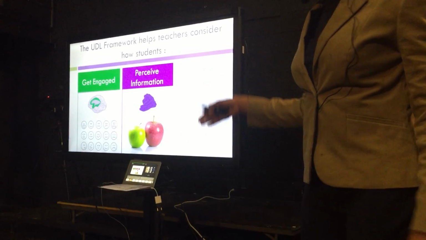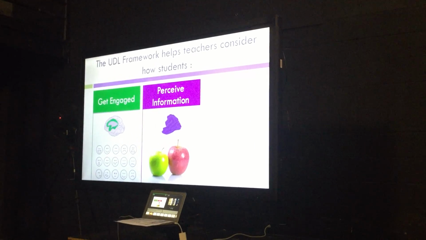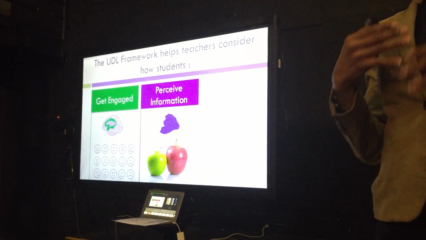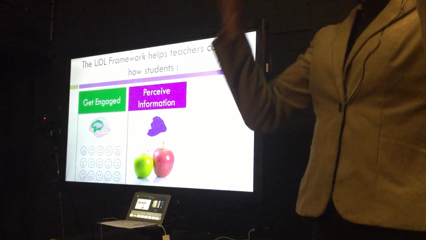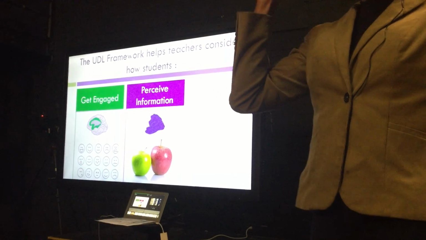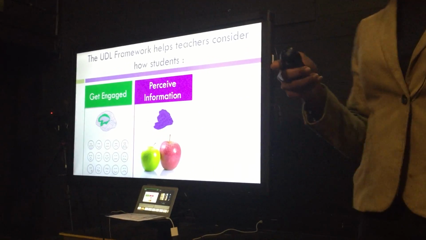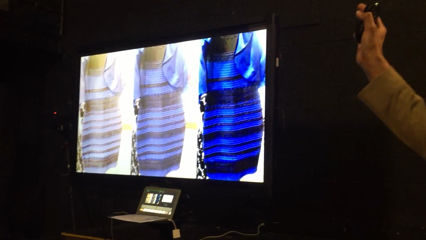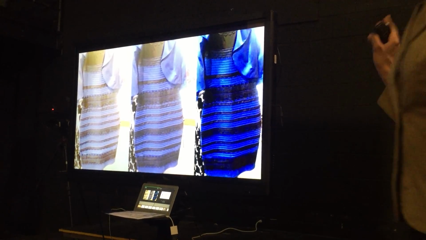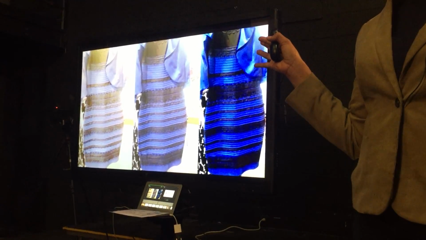And the second way that teachers think about learner variability is thinking through how learners perceive information. Everybody differs in how we take in what we see, hear, and read, and then make sense of that. A little while ago, you may have heard about this controversy. Do you remember the blue dress, white dress controversy? Okay. How many people here see a white and ivory dress?